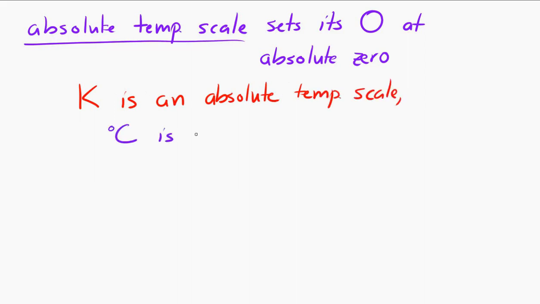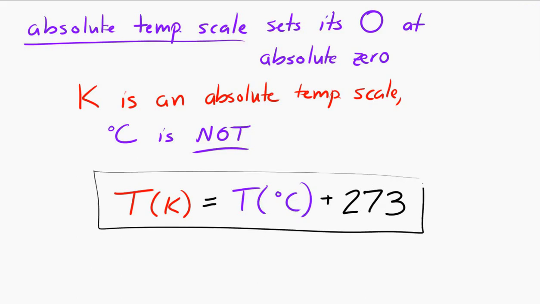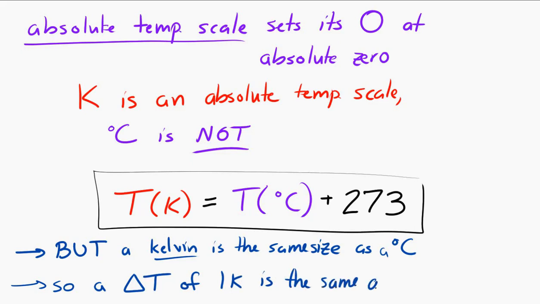Now let's think about how we can convert between degrees Celsius and Kelvin. To convert, there's just a factor of 273 that's added or subtracted. So the temperature in Kelvin is equal to the temperature in degrees Celsius plus 273. But keep in mind, the unit of a Kelvin and the unit of a degree Celsius is the same size. So a temperature difference in Kelvin is the same as a temperature difference in degrees Celsius. In other words, if I increase the temperature of an object by 1 Kelvin, I have also increased the temperature of the object by 1 degree Celsius. A temperature change is the same in degrees Celsius and Kelvin.